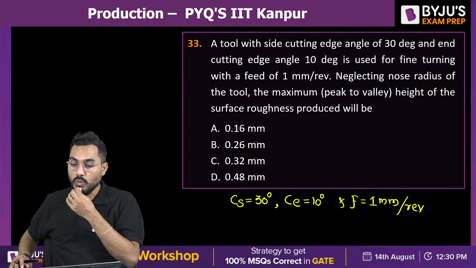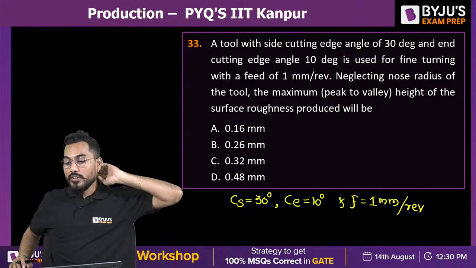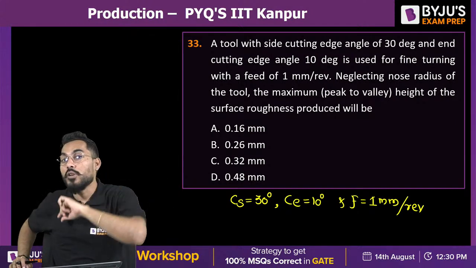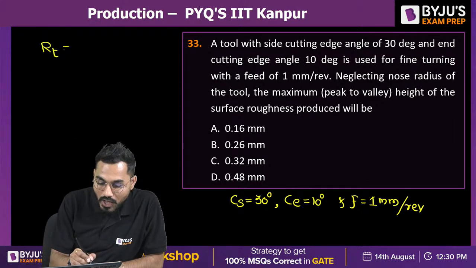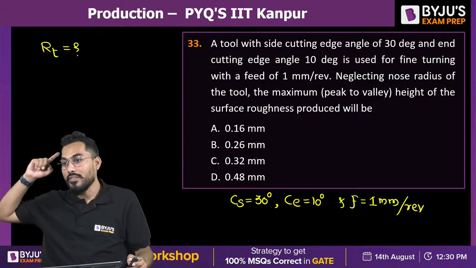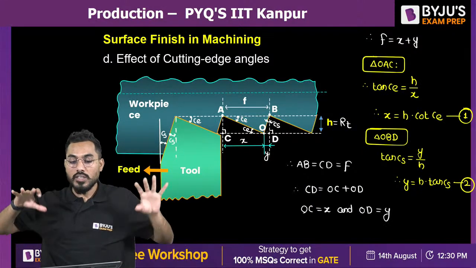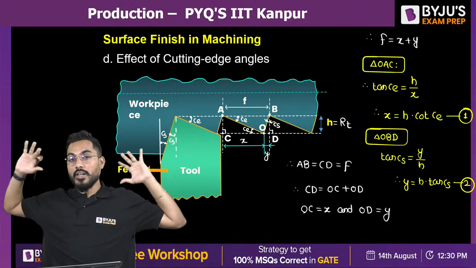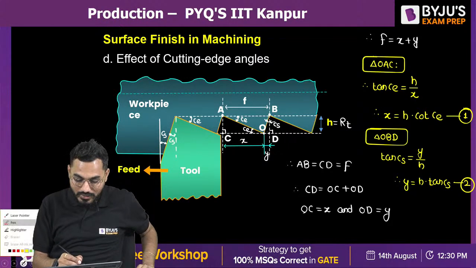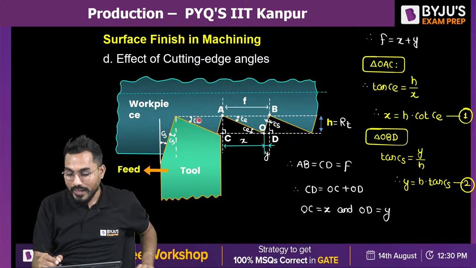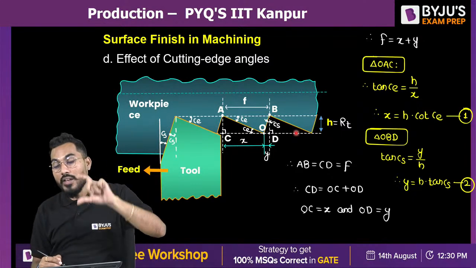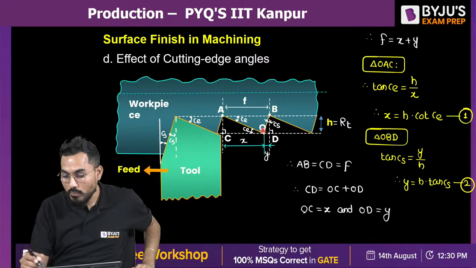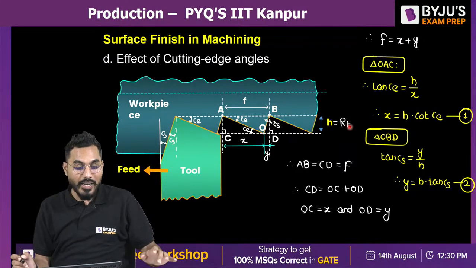Neglecting nose radius of the tool, the maximum peak to valley height of the surface roughness produced will be, maximum peak to valley height, that is represented by RT. Now, if you know and understand the fundamentals, you must have gone through such surface finish measurement. There is one tool. You can easily understand, this is my tool. This is my side cutting edge angle. This is my end cutting edge angle. And this is the profile it will generate. Based on that, there is a maximum peak to valley height, H. RT can be calculated.